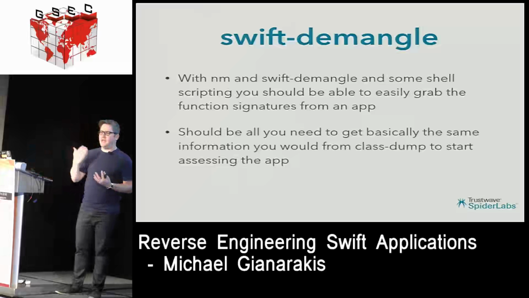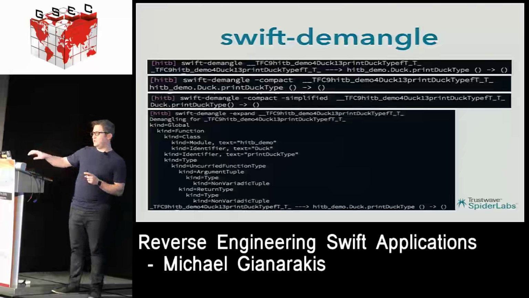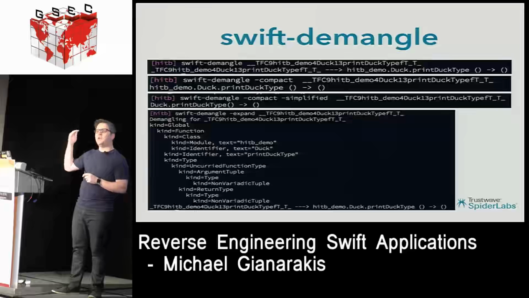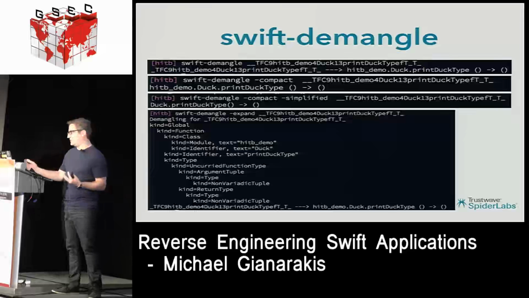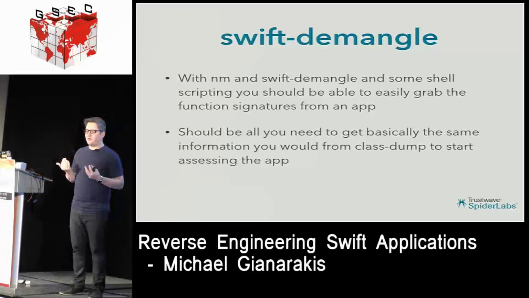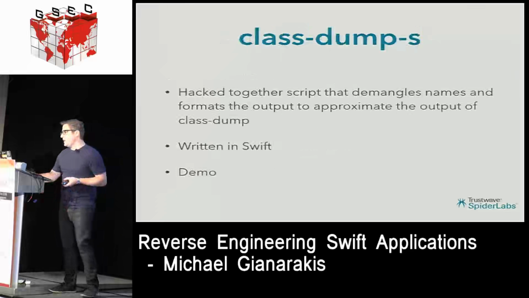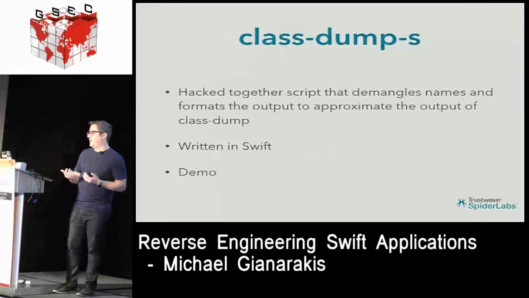So if we're just using like nm and Swift2Mangle, the other thing as well, for those who want to try and run this, this is something that you need to pass into xcrun. So it's part of the Xcode utility. So it's xcrun swift-demangle. I've just set up an alias, so that's why I've only got Swift2Mangle. Cool, so you can, with some shell scripting, create something that would easily grab the function signatures in the app, and it should be all that you need to basically get similar information from class dump to start assessing the app. So I've hacked together a script, or a little app, I suppose, that demangles names and formats it in a way that approximates the output of class dump.